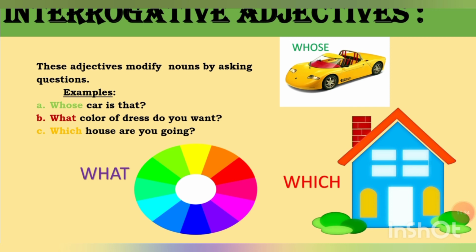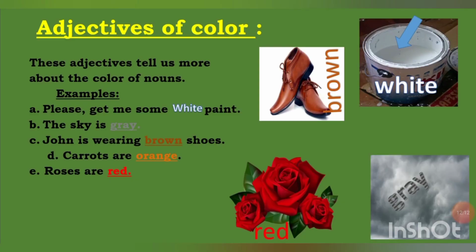What color of dress do you want? What color? The word what there is an interrogative adjective. Okay? Which house are you going? The word which is an interrogative adjective. Okay? So these are adjectives that modify a noun, and they do this by asking questions.